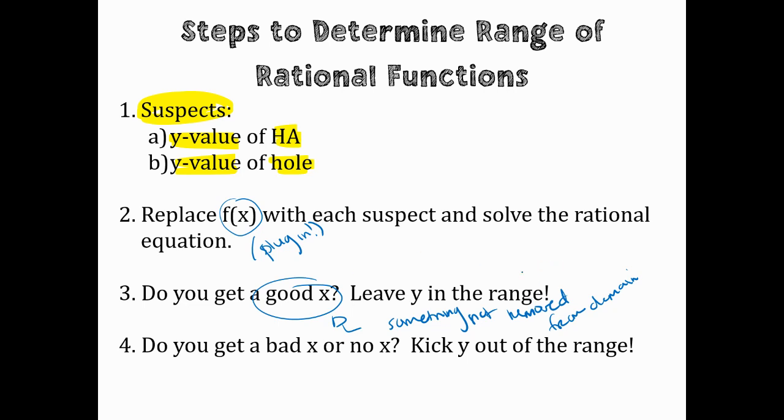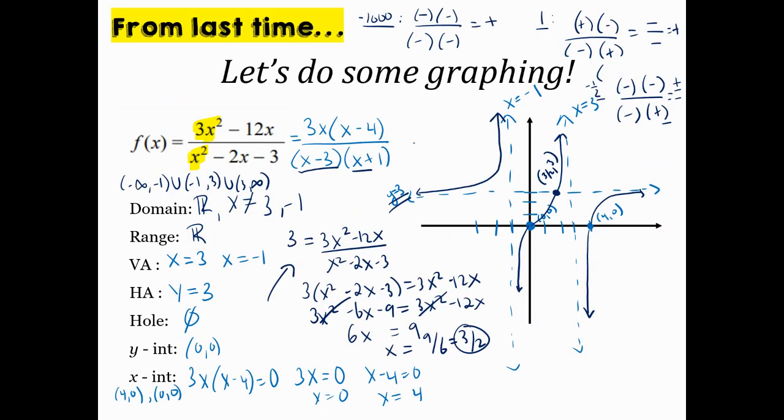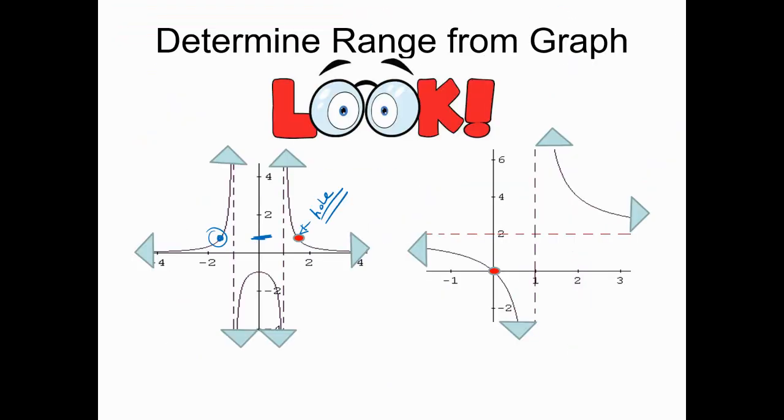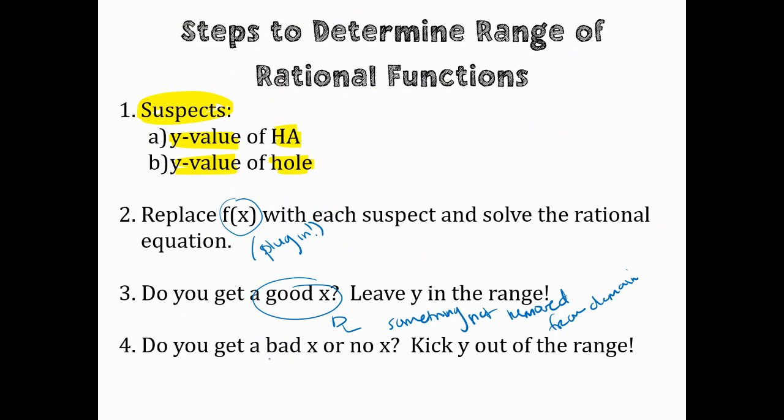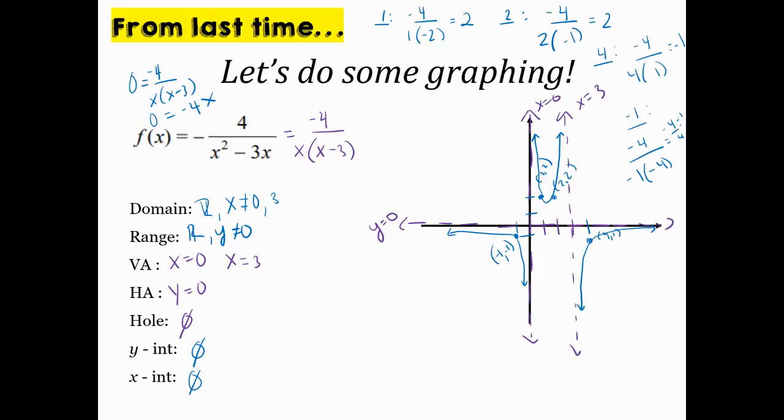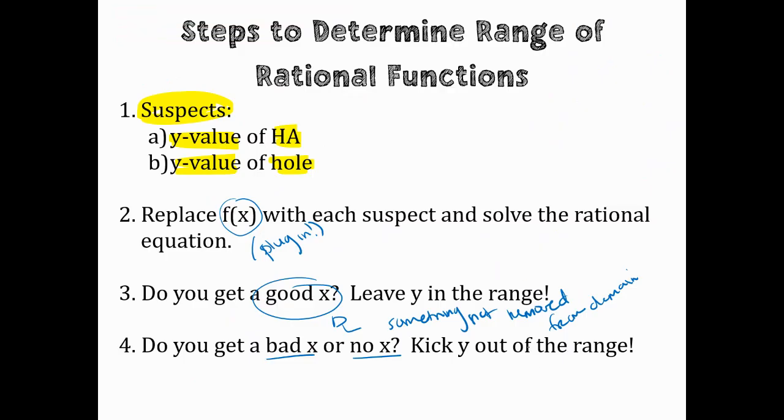If you get a good x, like we did on that first example, back here, I got a good x. This is referred to as a good x. It wasn't something I kicked out. It wasn't something I had a hole or a vertical asymptote at. Therefore, that y value of 3 was not removed from my range. That's what I'm getting at here. If you get a bad x or no x, like here where I got no x, x went away, that would be a case to kick that y value out of your range. So we're doing this a little bit more algebraically.